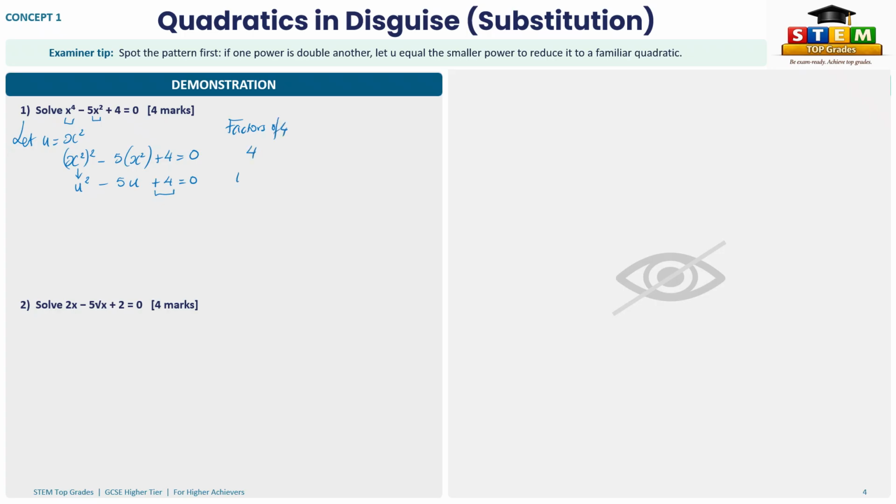And factors of 4 are easy to find. So 1 and 4, and also 2 and 2. In that case, to be able to get positive 4, that means plus 1 times plus 4, or negative 1 times negative 4, plus 2 times plus 2, or negative 2 times negative 2. Now we need to get negative 5. So negative 5 can only be obtained by taking negative 1 and negative 4. So now we will be able to factorize.